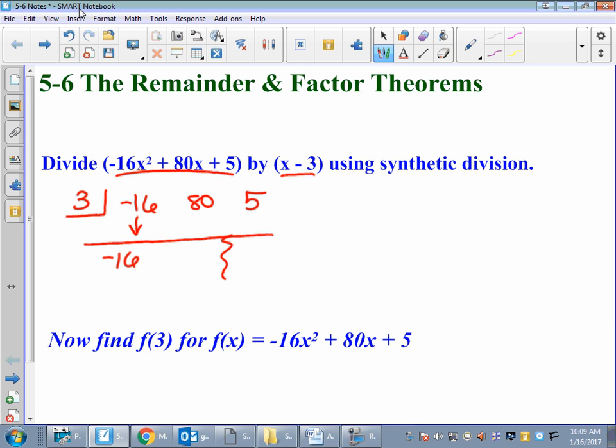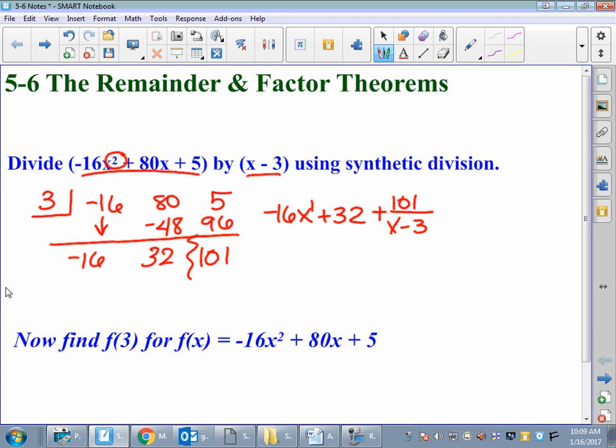And 3 times negative 16 is negative 48. 80 plus a negative 48 is a positive 32. 3 times positive 32 is 96. And 5 plus 96 is 101. And so what we would write is negative 16x plus 32 plus the remainder, 101 over x minus 3. Remember that the degree that you started with and the degree of your answer is just one less. It's called a depressed polynomial.